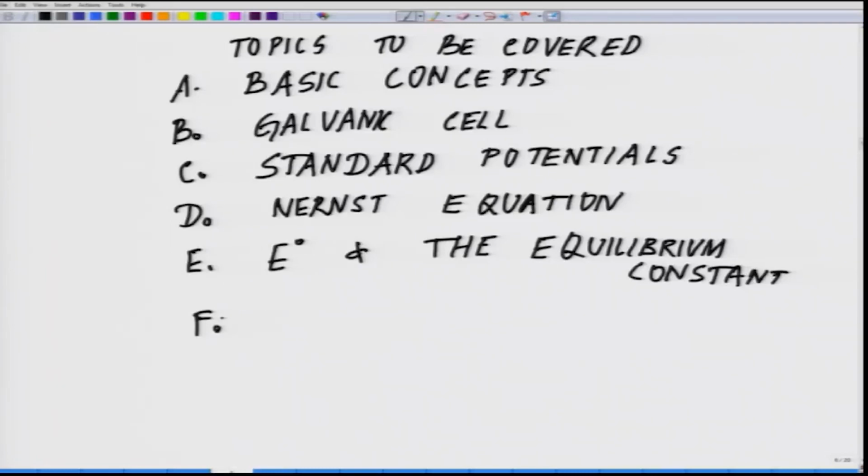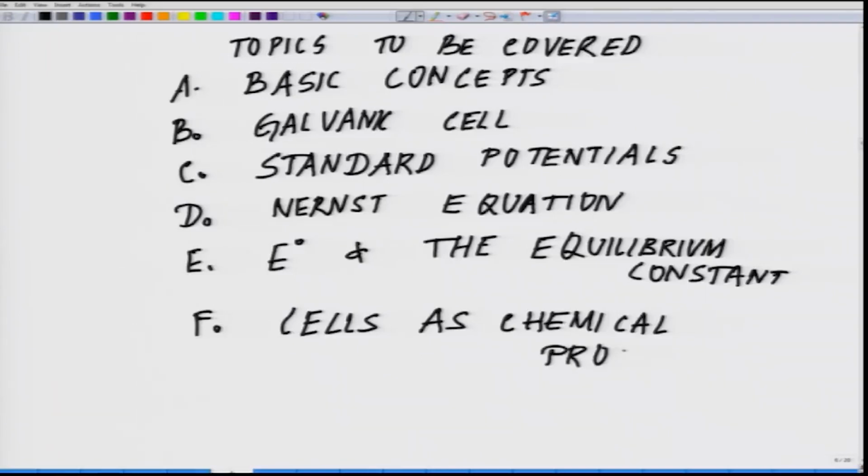Next, we will be dealing with cells as chemical probes. And we will be closing the week with the biochemist's use of E0 prime.